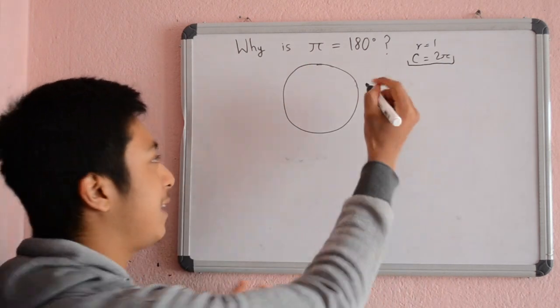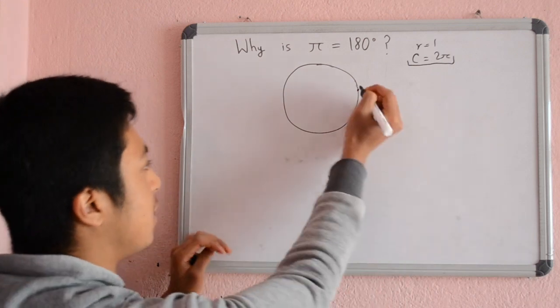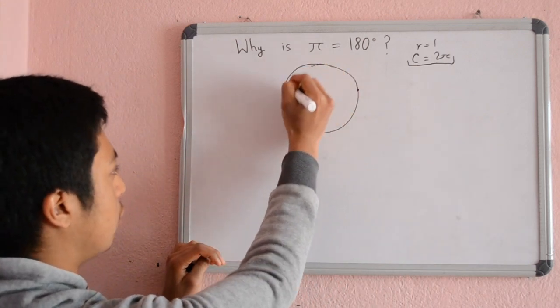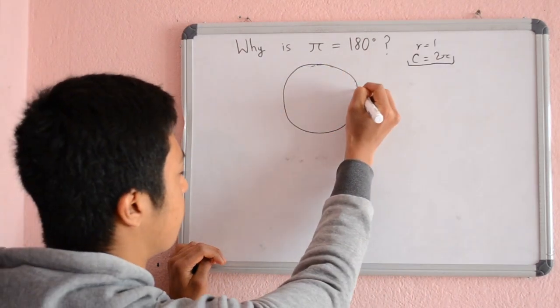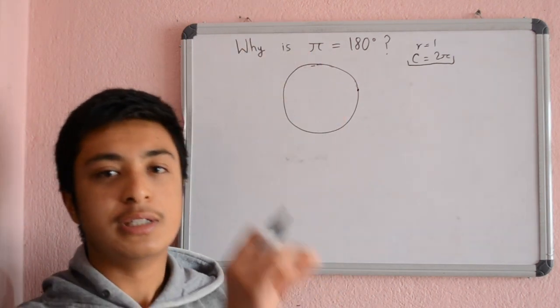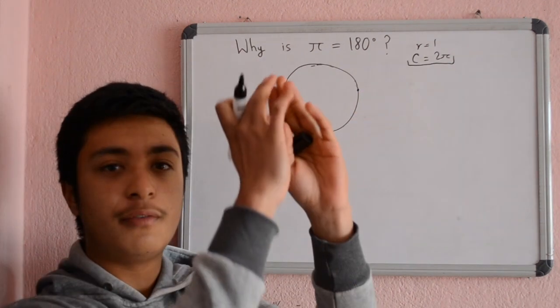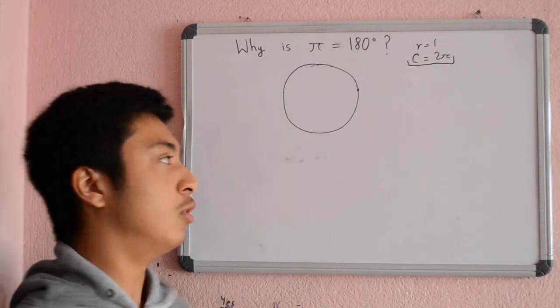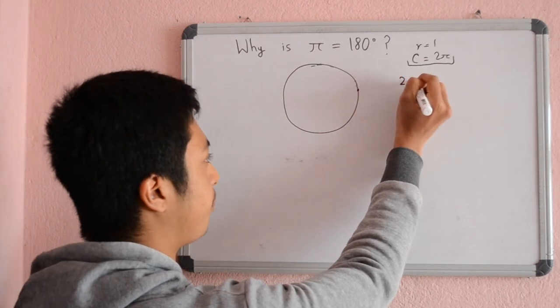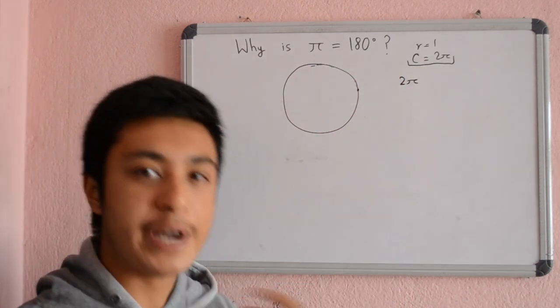So let's say you're at a point in this circle over here and you go all around that circle and go back to the same point. That means you have just taken one loop around the circle, meaning that you have covered the circumference. You have covered the total perimeter of the circle, which is 2 pi. So that is in terms of radians.